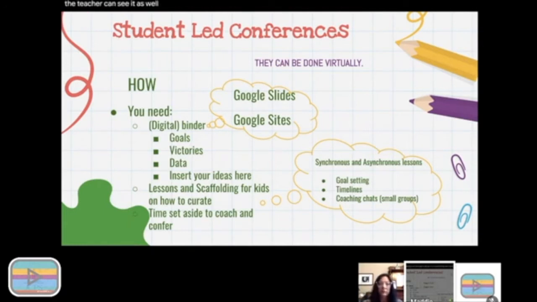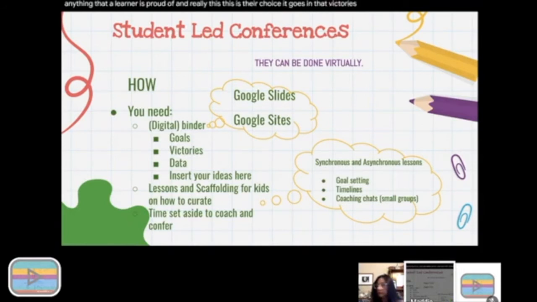Inside this digital binder, you can have a variety of folders or tabs, or it's just a way to group things. Some typical things teachers tend to have in this collection for the student-led conference: a student's goals. These can be academic goals or behavioral goals. They can be aspirational goals, all of the above. Victories, things students are proud of, projects they've completed, products they've completed, assessments they've done well on or they've shown great growth on.